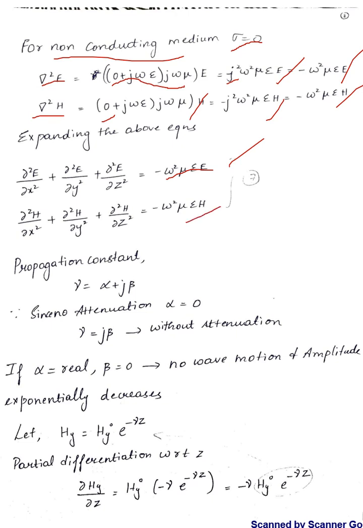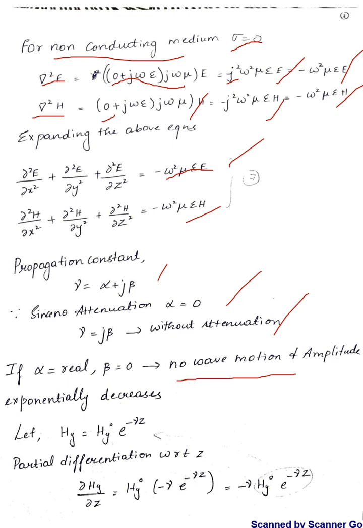And after that, you all know that the propagation constant formula is gamma is equal to alpha plus j beta. Since we don't have any attenuation, I'm going to substitute alpha value as 0. So gamma will be equal to j beta. And we have a condition: if alpha is real, beta will be equal to 0, meaning no wave motion and the amplitude exponentially decreases.